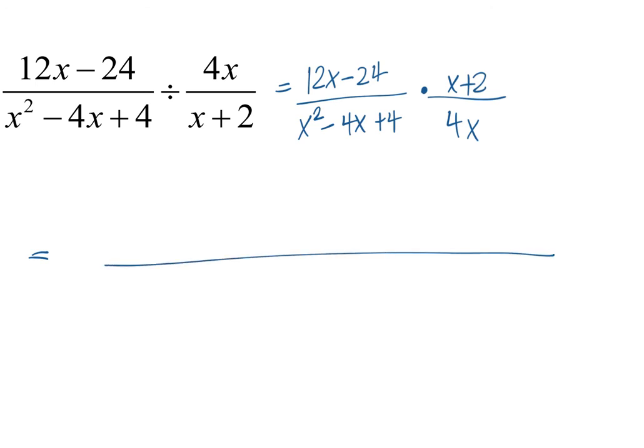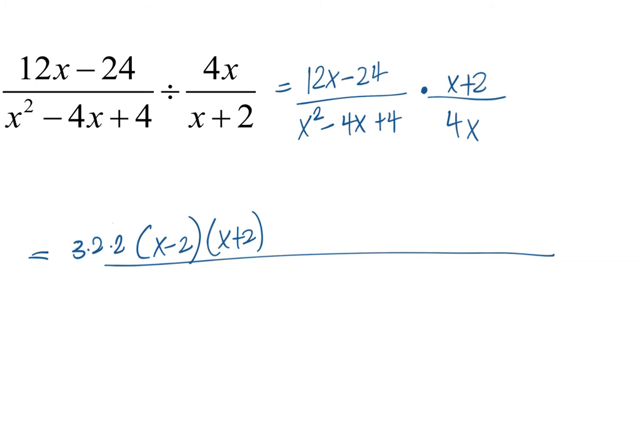On the 12x minus 24, I can factor out a 12 and would be left with x minus 2. Just remember that 12 is 3 times 4, but 4 is really 2 times 2. So I could just erase that and say, instead of pulling out 12, I pulled out 3 times 2 times 2. And then the factor of x plus 2 right here does not factor at all.